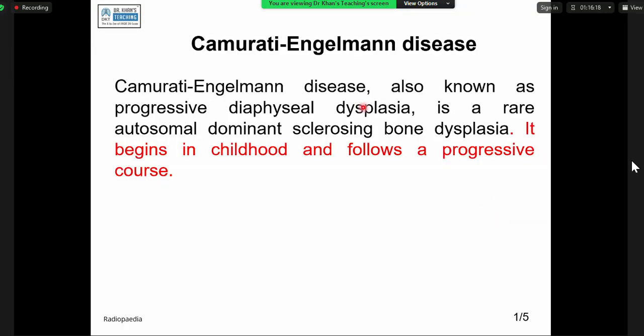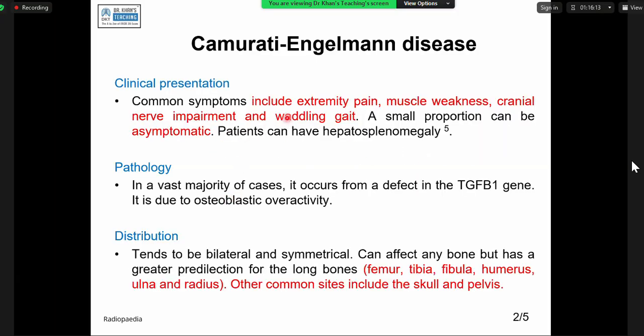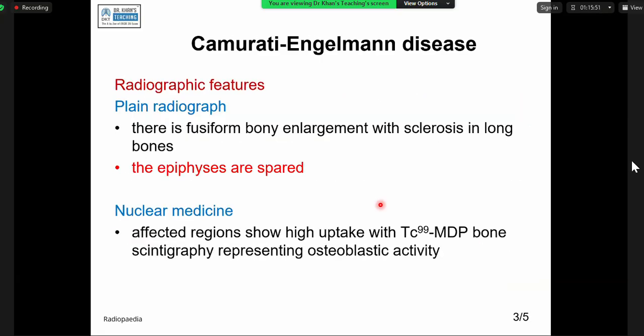So Engelmann's disease begins in childhood and follows a progressive course. And please remember, they can cause pain. They can cause other symptoms, and because the skull and spine can also be involved, they can cause compression of the foramen, etc. The most common bones are femur, tibia, fibula, humerus, ulna, and radius. So the long bones, but skull and pelvis can also be involved. Epiphyses are spared.